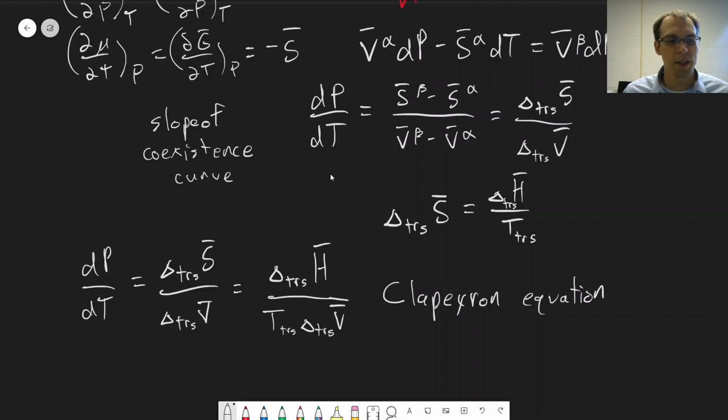And we can use this to predict how phase transitions change with pressure or temperature, and this can help us understand what's going on with our phase diagrams. In the next video, we'll look at an extension of this equation applied specifically to the liquid-gas equilibrium. That's called the Clausius-Clapeyron equation, where we can make some simplifying assumptions and get a more specific version of this.